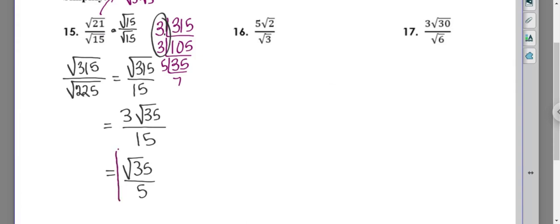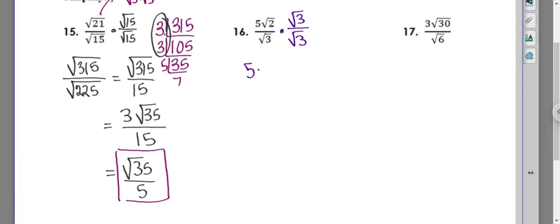So be looking for ways. If it's helpful, it doesn't have to. It will simplify to the same answer. But it also keeps you from working with some of those bigger numbers to have to simplify at the end. So number 16, multiply both by the square root of 3.